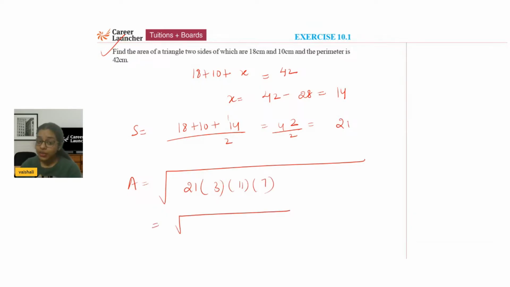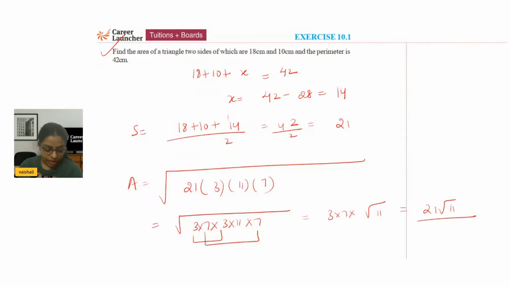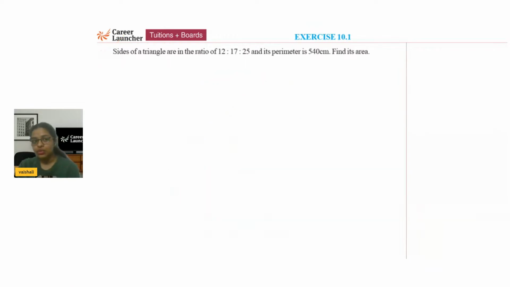So how can I write 21 as? 3 into 7, 3 into 11 and 7. Now make pairs. One pair of 3 is made, one pair of 7 is made. So 3 into 7 into under root 11 which is 21 under root 11. Right? So the calculation is not that complex. It might seem complex, but just try to make pairs. Make pairs of two numbers and you will be able to solve this.